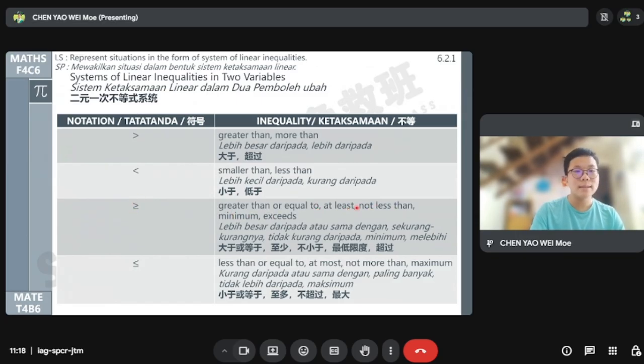Okay, not less than is like this. Not less than is a negation, a negation for less than. So negation means this one. And this one is less than or equal to, at most, not more than, maximum.